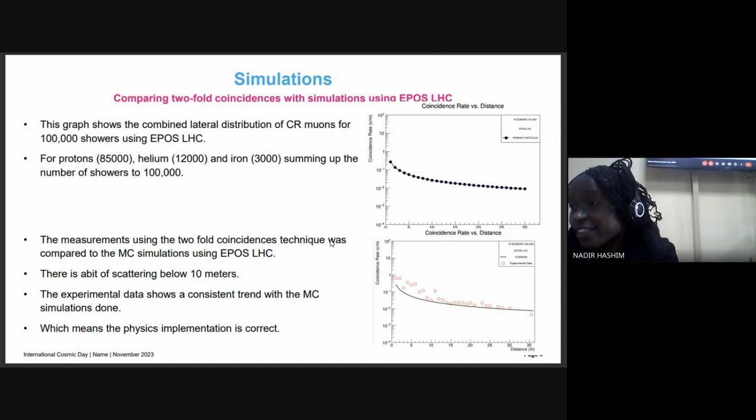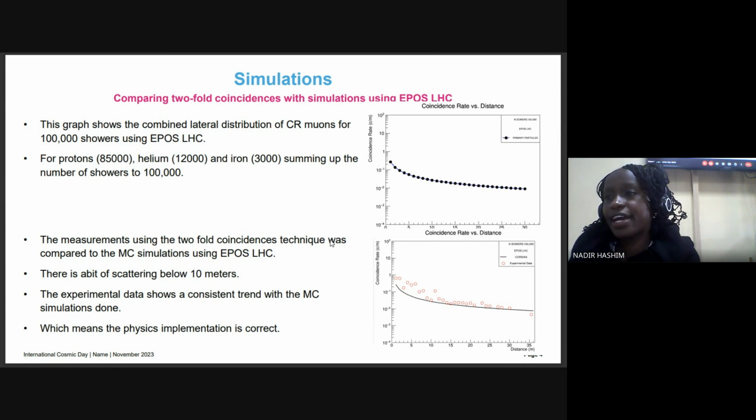The red dots you can see, those are the measurements for the twofold coincidence, and then the black curve is the direct result from the graph that is above there, and it's a direct comparison. Also, when you compare directly, you can see that there are some points that are aligning with the data that we have from the simulation. So it shows that our data is consistent with the Monte Carlo simulation done. It is consistent.